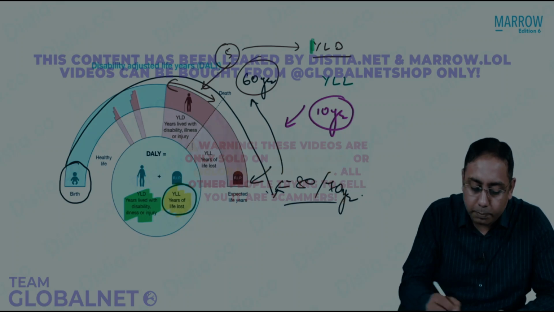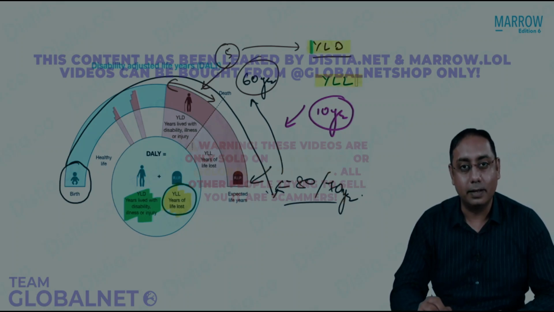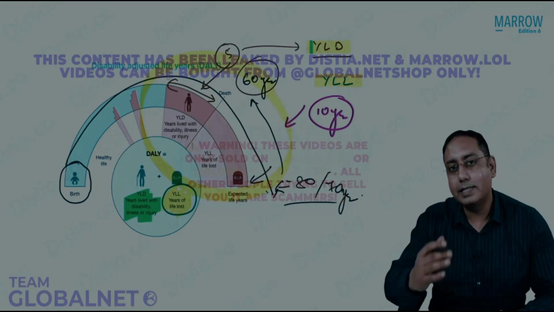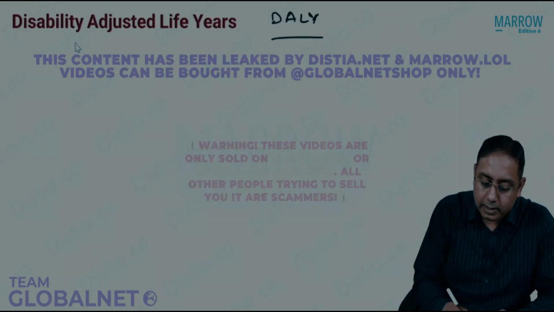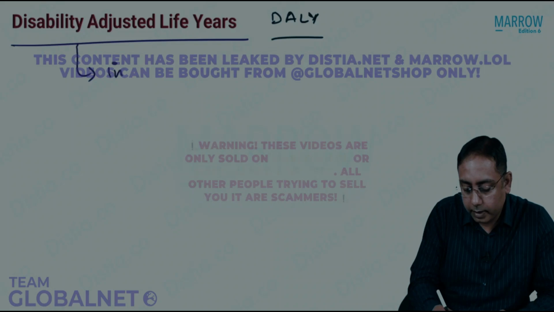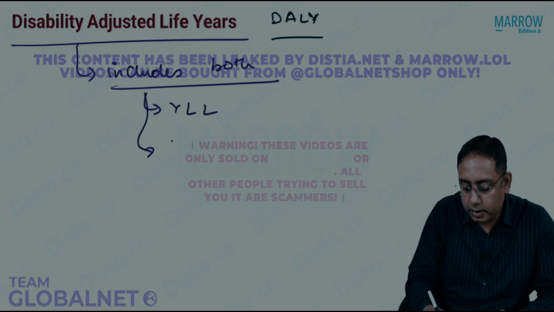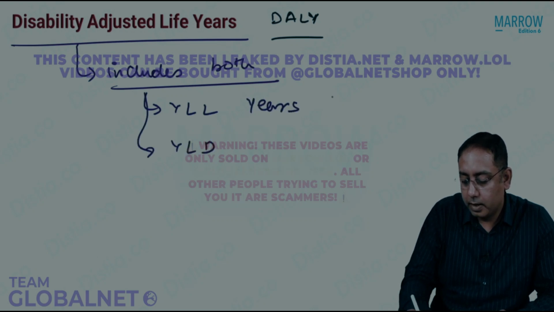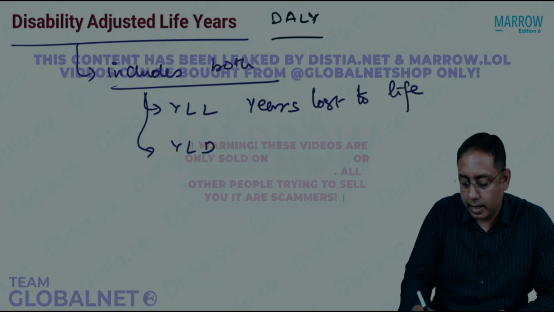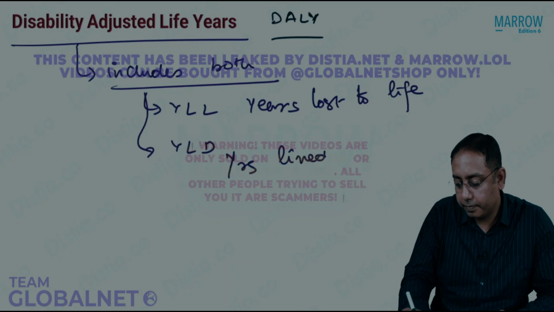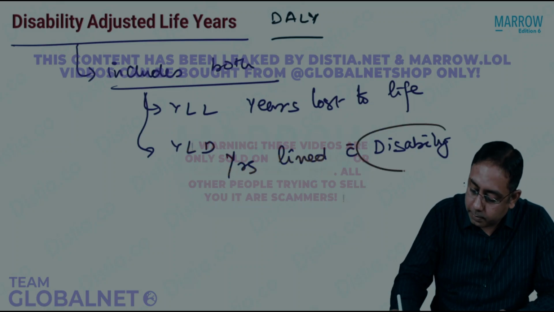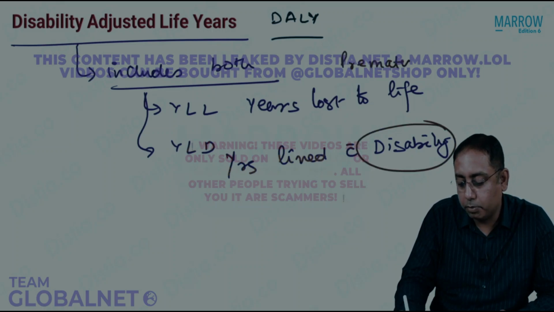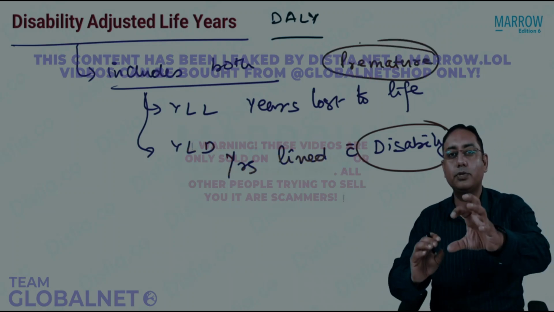So now you have understood 2 points, that there could be YLD or YLL. Including both these things, the YLDs and the YLL, what do you mean by DALY? What is DALY? Beta, DALY is a composite indicator. It includes both years lost to life and years lived with disability. So it takes into account both disabilities and premature deaths.